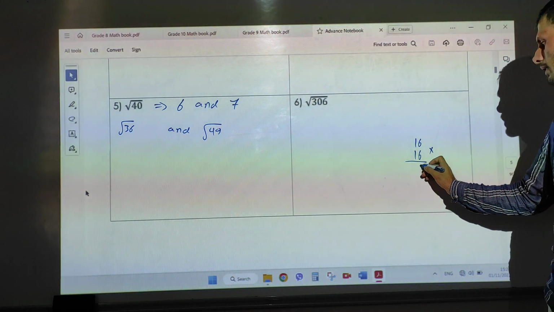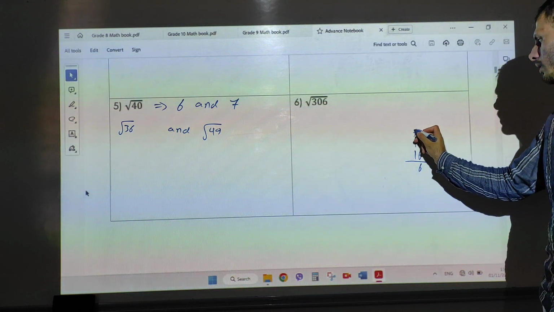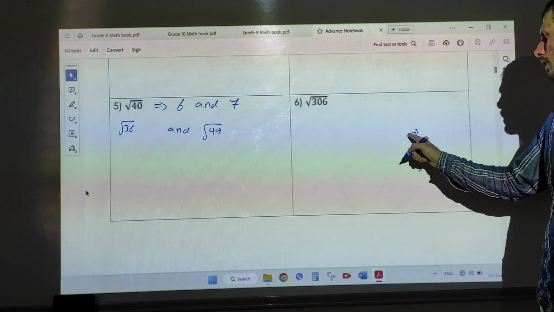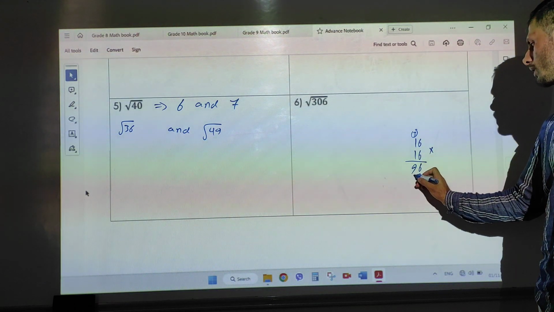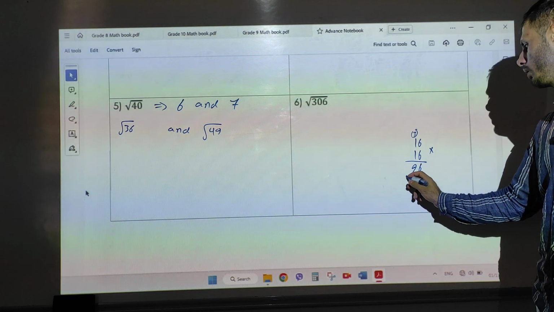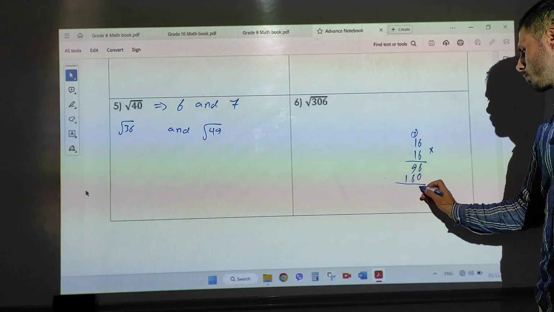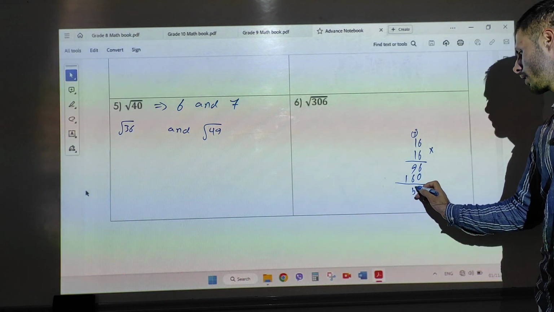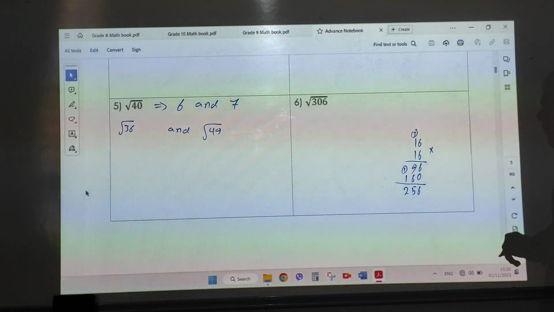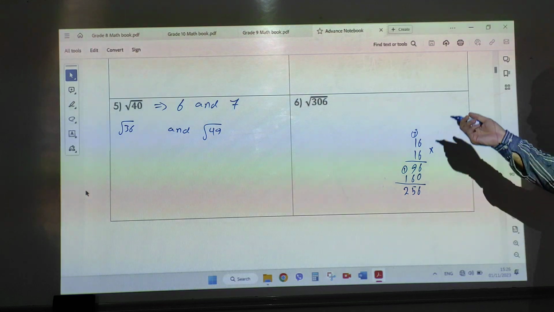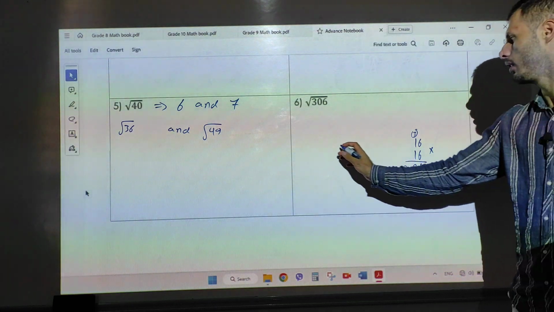6 multiplied by 6 is 36. 6 multiplied by 1 is 6, and this is 9. We put a 0, then 1 by 6, then 1 by 1. It would be 256. Still far.